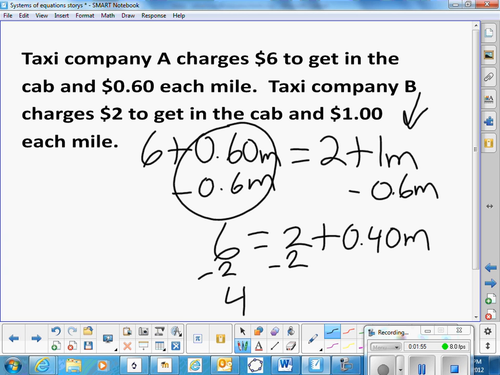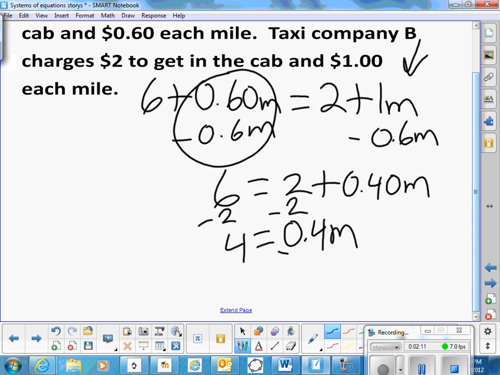So it just says the difference between the two companies, so $4, is equal to the difference in their mileage rates, which is 40 cents per mile, times the number of miles. We do the opposite of multiply by 0.4. We divide by 0.4. 0.4 divided by 0.4 is 1. 1 times m is m.